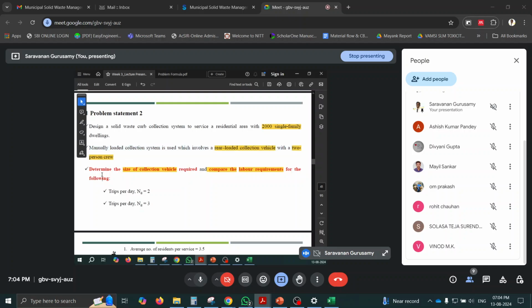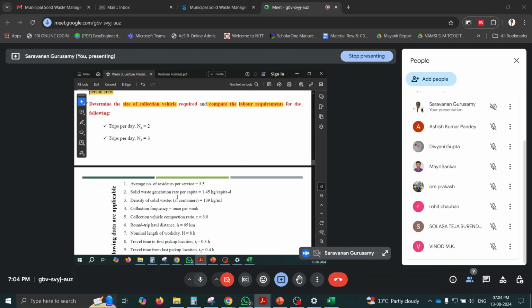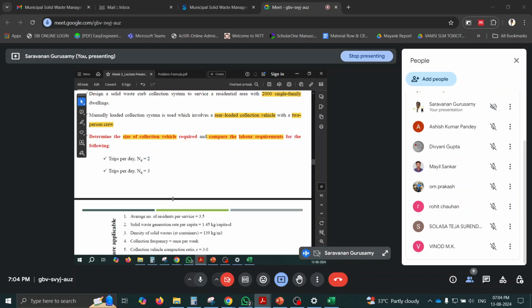But what we are changing here is ND, which is 2 and 3. That is what we are going to compare, the labor requirement for trips per day if we are changing. So if we are going 2 trips in a day, what is the collection vehicle capacity required? If we are going 3 trips in a day, what is the size of the collection vehicle required? And how much labor is required for both the cases?